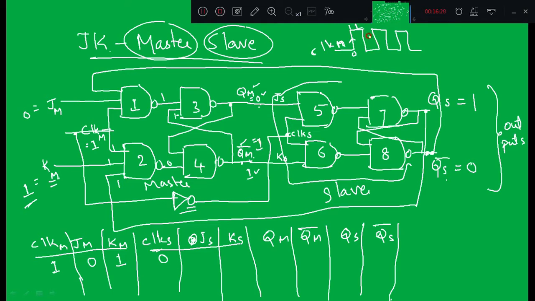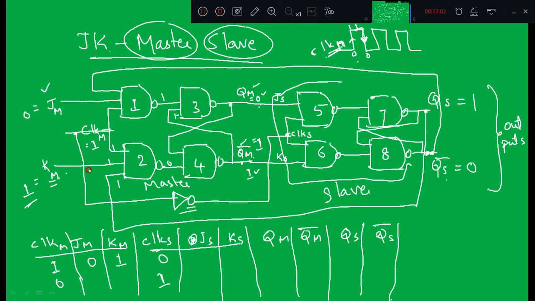Now, when it changes its state from 1 to 0, during this falling edge, what happens? Even though the input changes here, clock M will be equal to 0. The main control input, clock M, is becoming 0. Once it becomes 0, even though JM and KM change, the output of the master will not change. Only the output of the slave will change, because when clock M becomes 0, clock S will become high.